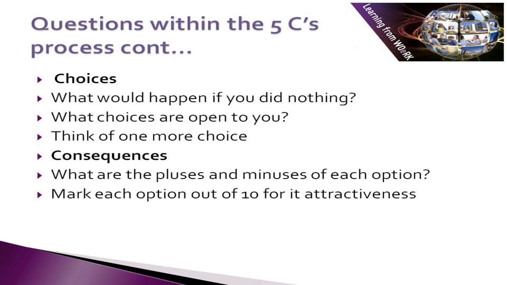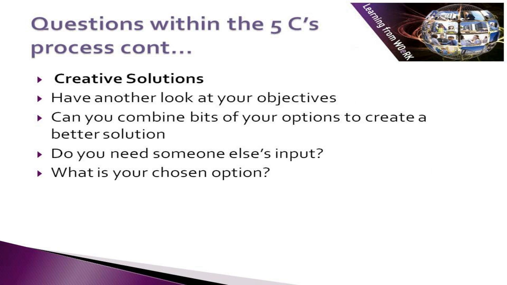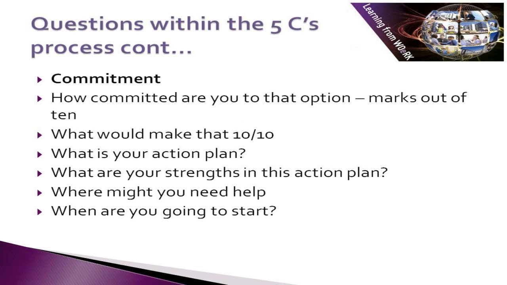Then there's the consequences bit. So for each of the options that they've provided, you'd want to ask them, well, what are the pluses of that option and what are the minuses? And then get them to mark each option out of 10 for its attractiveness. Then there's the creative solutions section. So you can ask them to have another look at the objectives. And can you combine bits of your options to create a better solution? Do you need someone else's input? If so, who? And what is your chosen option?